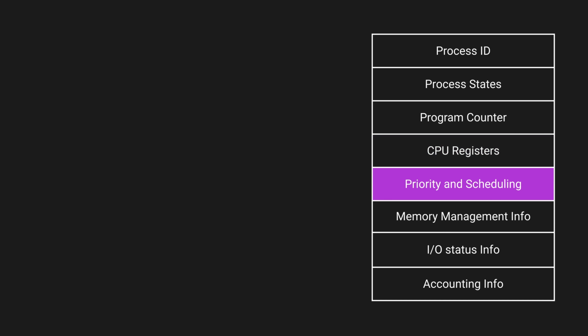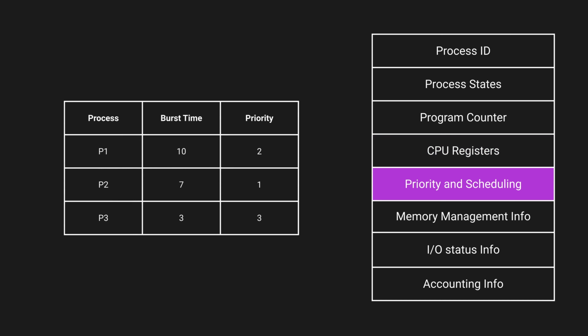Priority and scheduling information. This stores the number or value showing how important this process is. Higher priority might mean it gets the CPU more often, useful for real-time tasks like video streaming. It also includes pointers to scheduling queues.